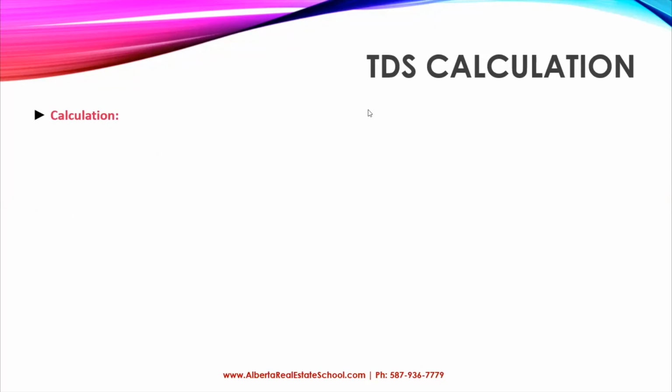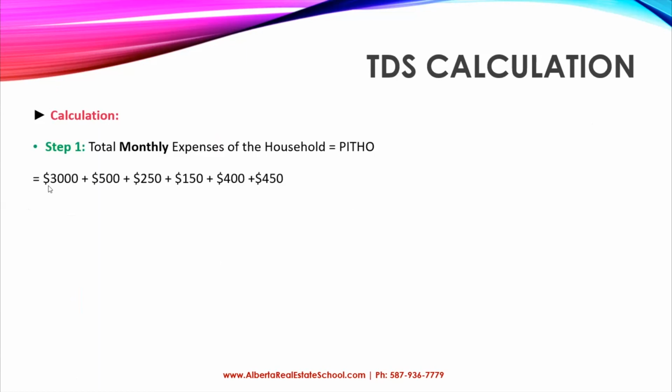Let's take a look at our screen again. So for calculation, the first step was to calculate the monthly expenses. In this case, we have $3,000 for the mortgage, which is principal and interest, $500 for our property taxes, $250 for heating costs, and then we have $150, which is half of the condo fees. Plus we have $400 for our car payment and $450 for credit card payment. We add all these together and we get $4,750.